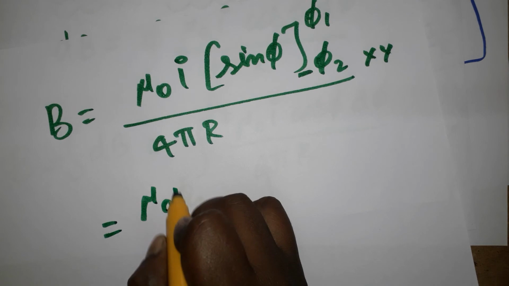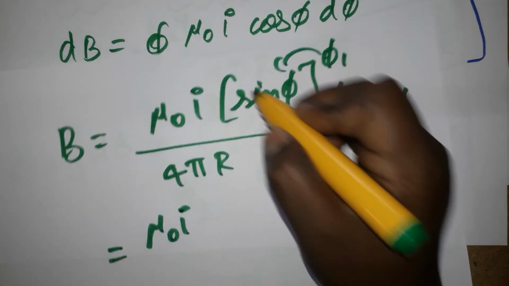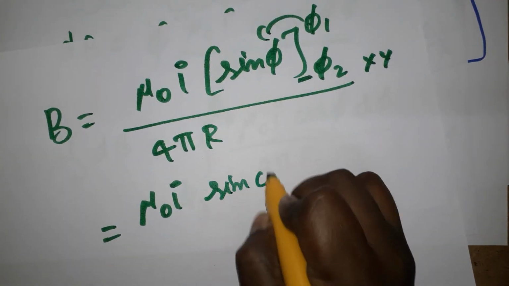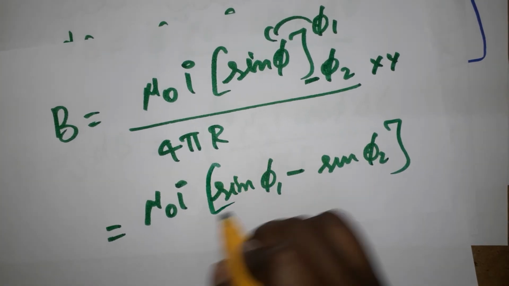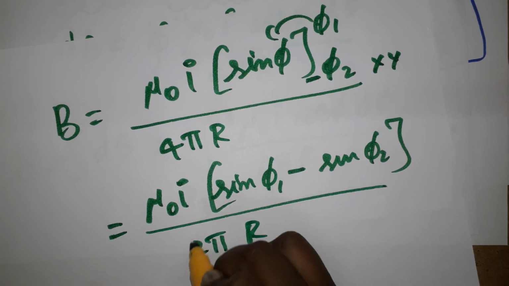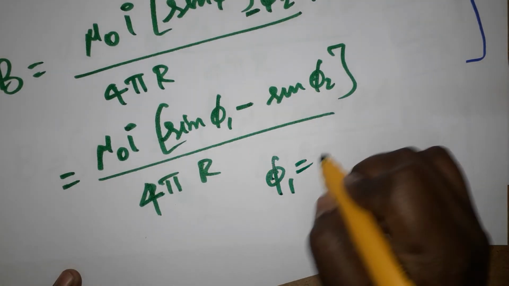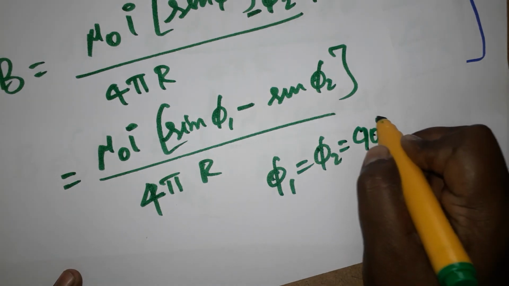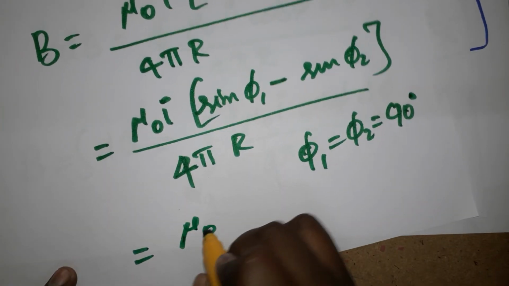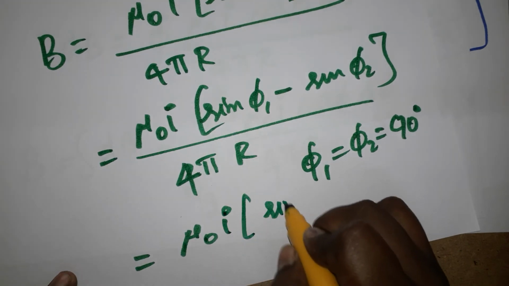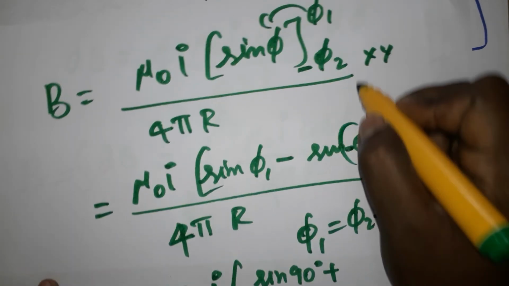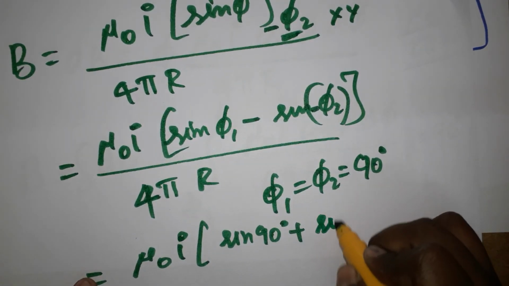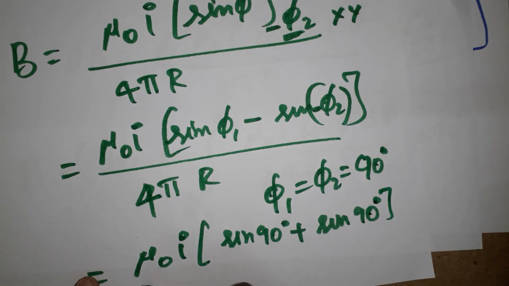So mu naught I, sin phi 1 minus sin phi 2, divided by 4 pi r. When phi 1 and phi 2 are 90 degrees, the wire will become a straight line, already I told you. Sin 90 will be 1. So sin 90 degree minus of minus is going to become a plus, because phi 2 is in the negative direction. Sin 90 divided by 4 pi capital R.